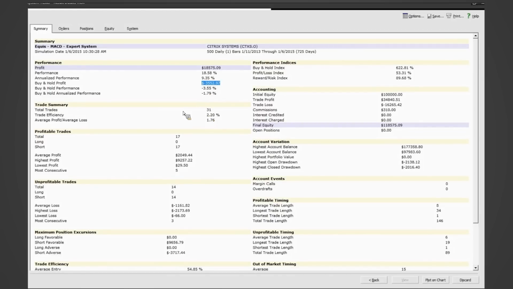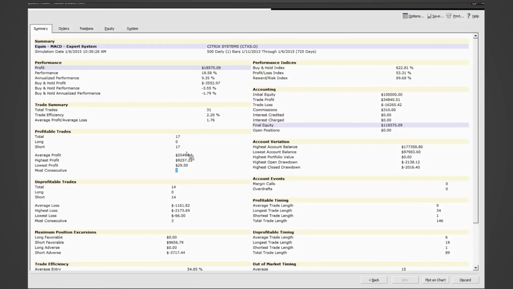So my trade summary had 31 trades, a 2.2% trade efficiency. Now on profitable trades, this is really good to look at here. So we had 17 winning trades. Those were all short trades because that's all we tested. My average profit was about $2,000 per trade. My highest profit was $10,000 and lowest profit was about $30 there. Most consecutive winning trades in a row was 5.